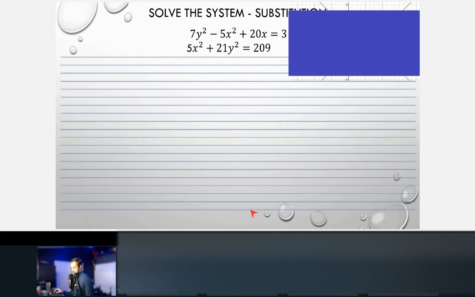Okay, here's a good one. So we got two problems left. So this is the substitution method still. Okay, so we're back to substitution method. All right. This conic right here, what do you think this is?